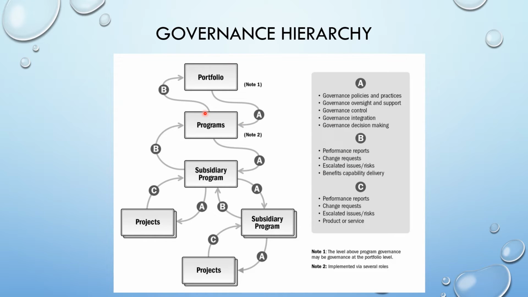Right? If you look at path B, the performance report, change request, escalated issues and risks, the benefit, capability and delivery. So this is the feedback going from program to portfolio in terms of reports, escalations, right? Benefits, capability, deliveries, all those things go as an input to the one level up. Similarly from projects to program it goes, right? So this is how the governance hierarchy and its related activities are working out.